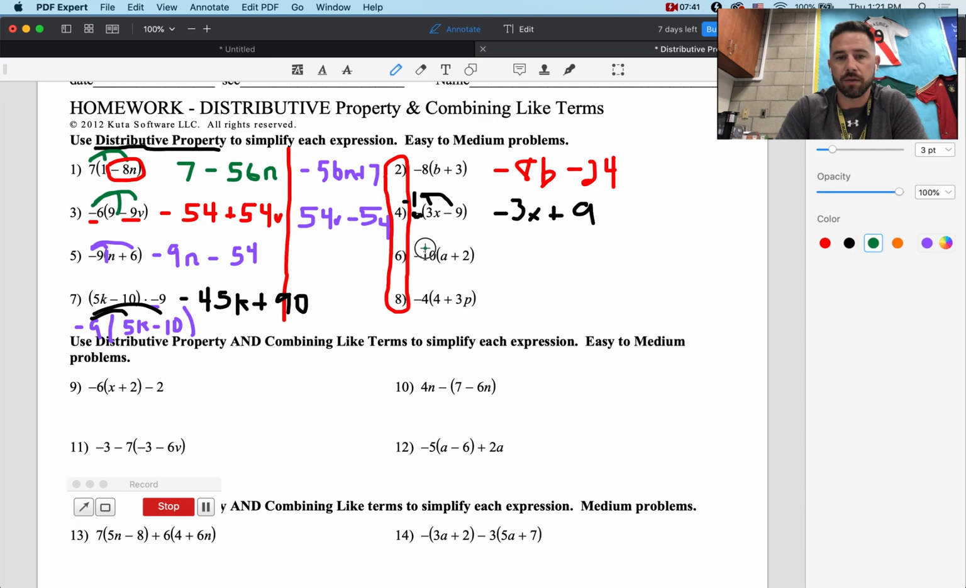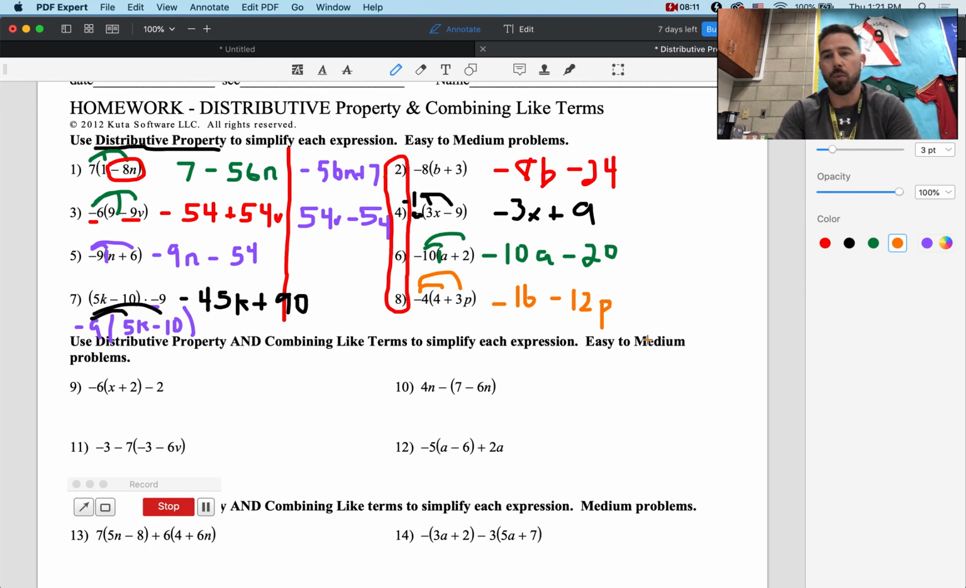Okay? This guy here, this guy here. It looks like it's negative 10. And you can put a 1 here if you want. Negative 10 times 1 is negative 10. And then negative 10 times positive 2 is negative 20. Okay, last one. I think we get negative 16, right? Negative 4 times positive 4 is negative 16. Negative 4 times positive 3p, I think, is negative 12p. Boom. All right. Hopefully that's easy for you so far.